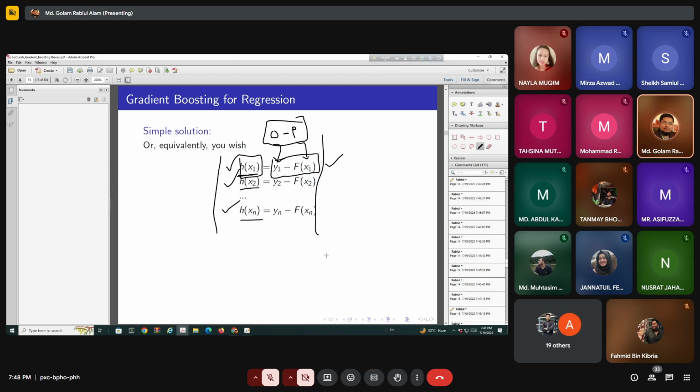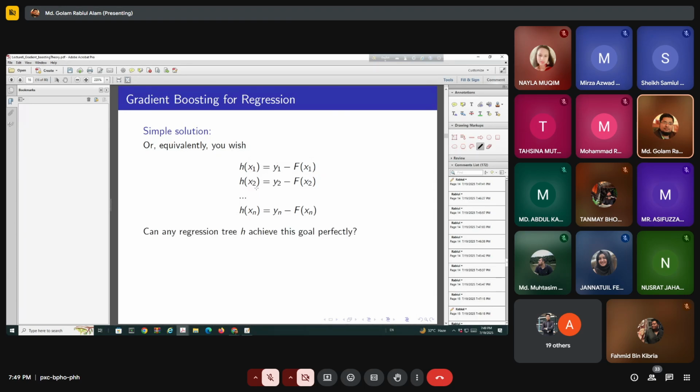Next, we have to find out the residual, and based on the residual, maybe we need to construct another model, and that model will give a little bit better results if we add it to the previous results. So if any regression tree like H achieves this goal perfectly, can any regression tree? Most of the time you will not get that.